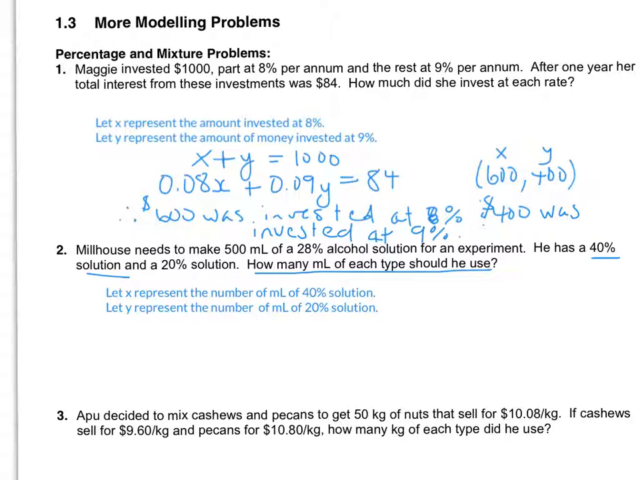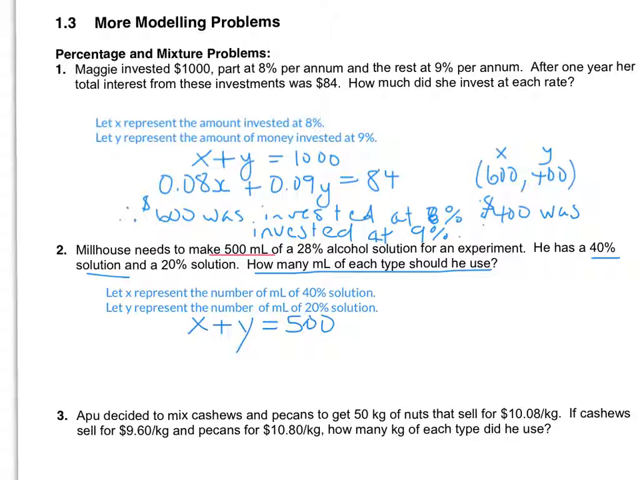Okay, and now what we need to do is come up with our equations. Altogether, the total number of milliliters that I need is 500. So 500 is my total number of milliliters. So if I took X, which is the number of milliliters of the 40% solution, and add to it Y, which is the number of milliliters of 20% solution, they have to add together to be 500 milliliters.